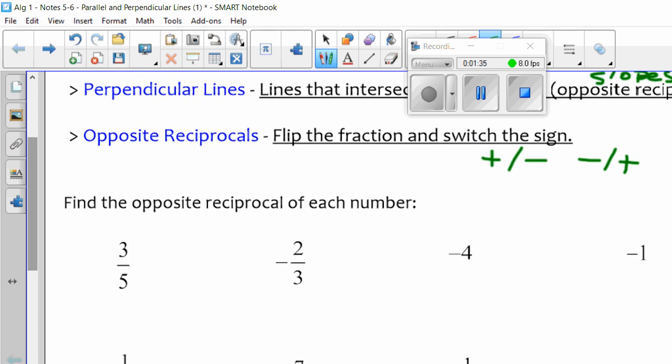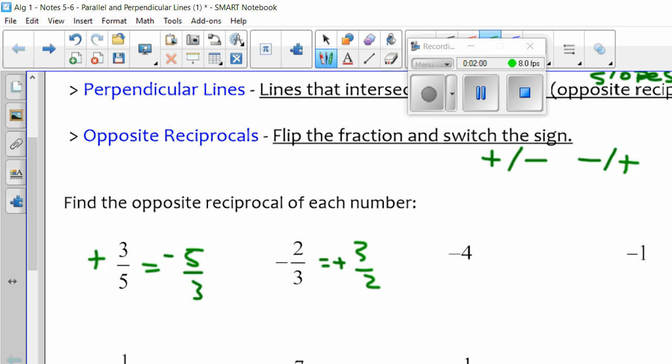So we're going to flip the fraction, and the sign was positive to begin with, so we're going to make it negative. So opposite reciprocal. Okay, so we're going to take this, we're going to flip the fraction. The sign was negative, so we're going to make it positive. You don't have to write the plus sign, just want to make sure you see what I'm doing, okay?